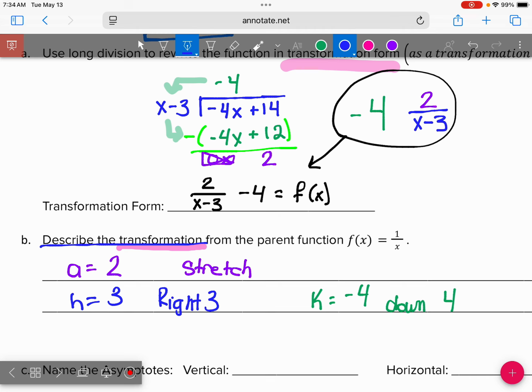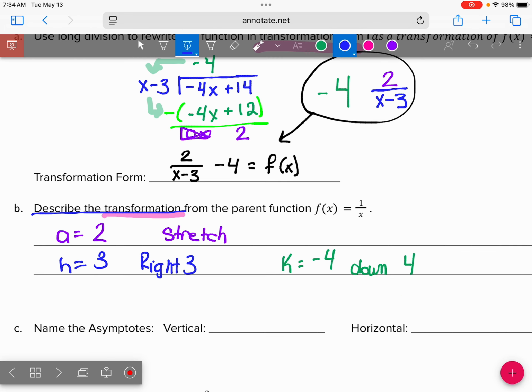Questions on that part? And then let's do C, because we'll just finish this guy out because we're right here. Because our asymptotes are very much based on the things we have already.